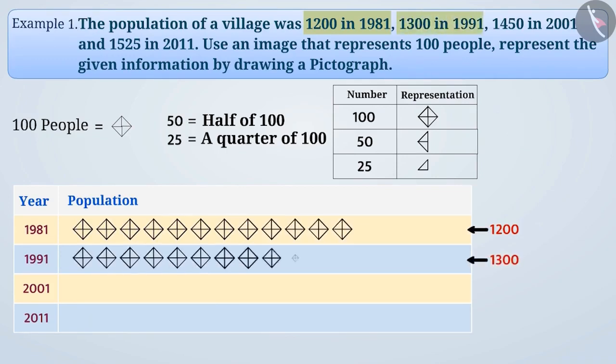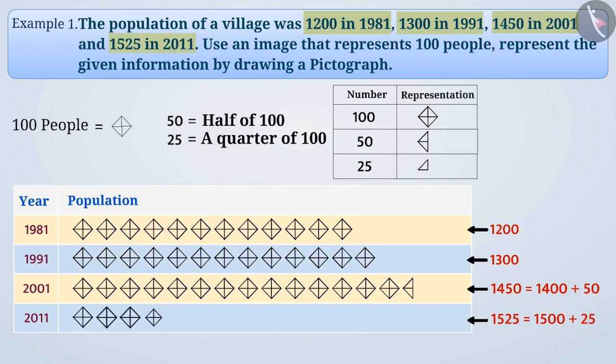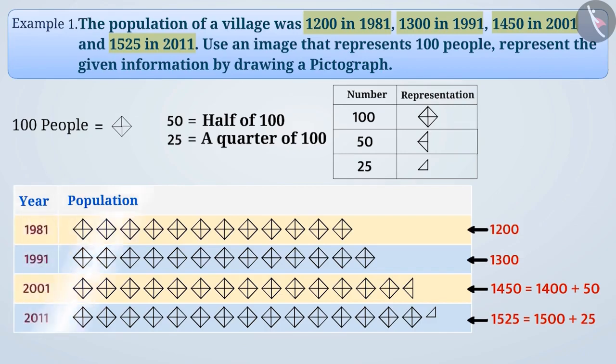Similarly, we will represent 1,300 by making 13 such images. Since 1450 is equal to 1400 plus 50, we will use 14 images of this type for 1400 and half of this type for 50. Since 1525 is equal to 1500 plus 25, we will denote it by making 15 such images for 1500 and 25 with a quarter image. In this way, we have represented the given information by making a pictograph.